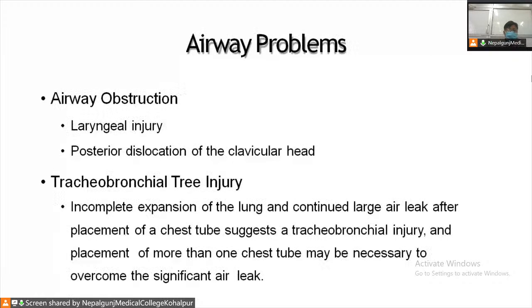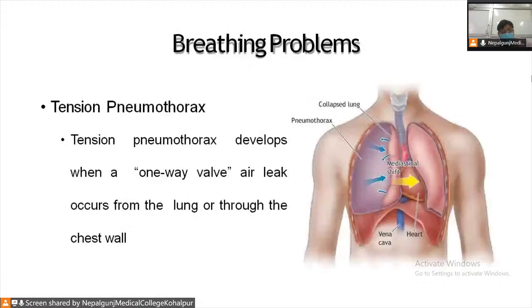Now, airway problem: if there is airway obstruction, then consider laryngeal injury or posterior dislocation of the clavicular head. In the tracheobronchial tree, incomplete expansion of the lungs and continuous air leak after the placement of a chest tube suggests a tracheobronchial injury, and placement of more than one chest tube may be necessary to overcome the significant air leak, such that if the injury is severe, we need to act accordingly.